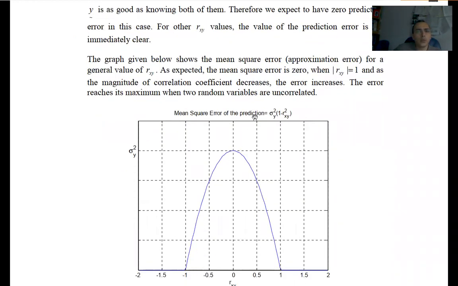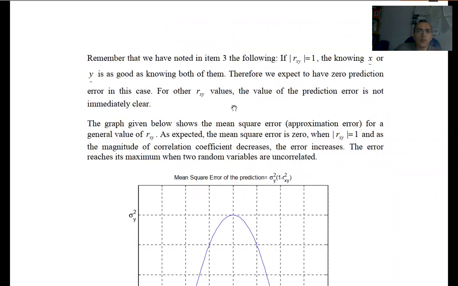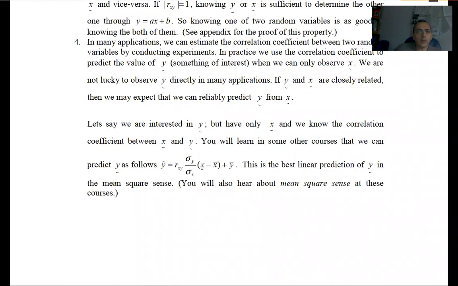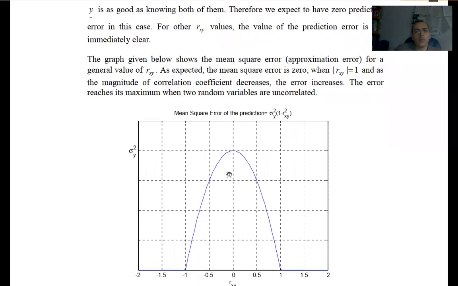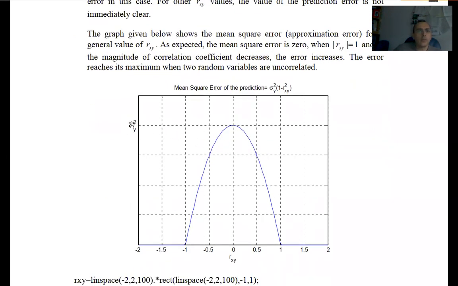So this is prediction. My error is y minus y hat, which means y minus the mean of y. Then its variance is the variance of y. So as you see, this is the worst case. If random variables x and y are uncorrelated, then I see a large prediction error, and this prediction error is equal to the variance of y.